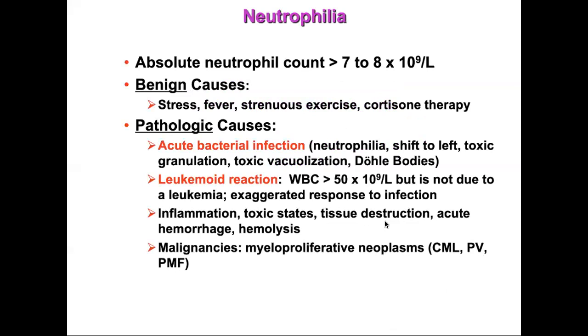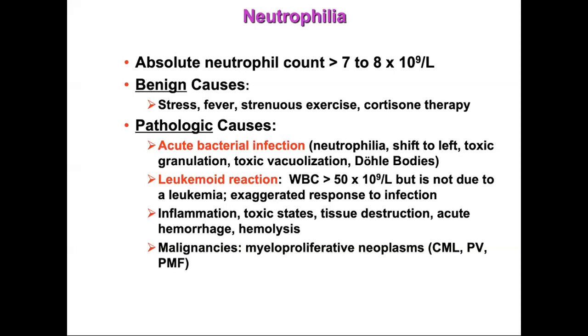So we know the concept. We know what neutrophilia is, neutropenia is. So that's really what we used to introduce this chapter. Neutrophilia is an increase in the neutrophils, anything over 7 or 8 times 10 to the 9th. And it happens because of either pathologic causes or benign causes, right? So things like stress, fever, a lot of exercise, cortisone therapy, that can lead to some neutrophilia in a patient.